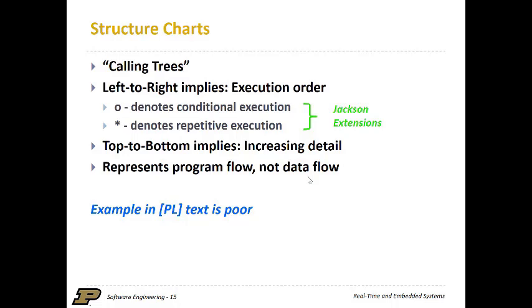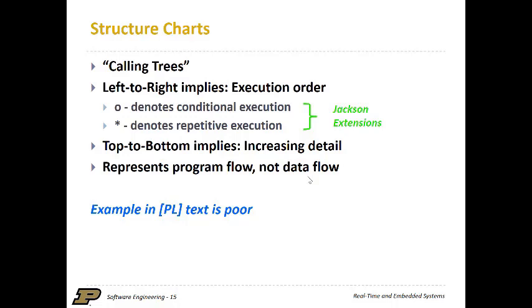Not so with the structure chart. Top to bottom implies increasing detail. So the top is the top level, it's high level, and not much detail. The bottom is the leaves at the end of the tree, the calling tree, that are the most detailed aspects. And remember, it's program flow, it is not data flow. And by the way, the textbook is really poor when they talk about structure charts.